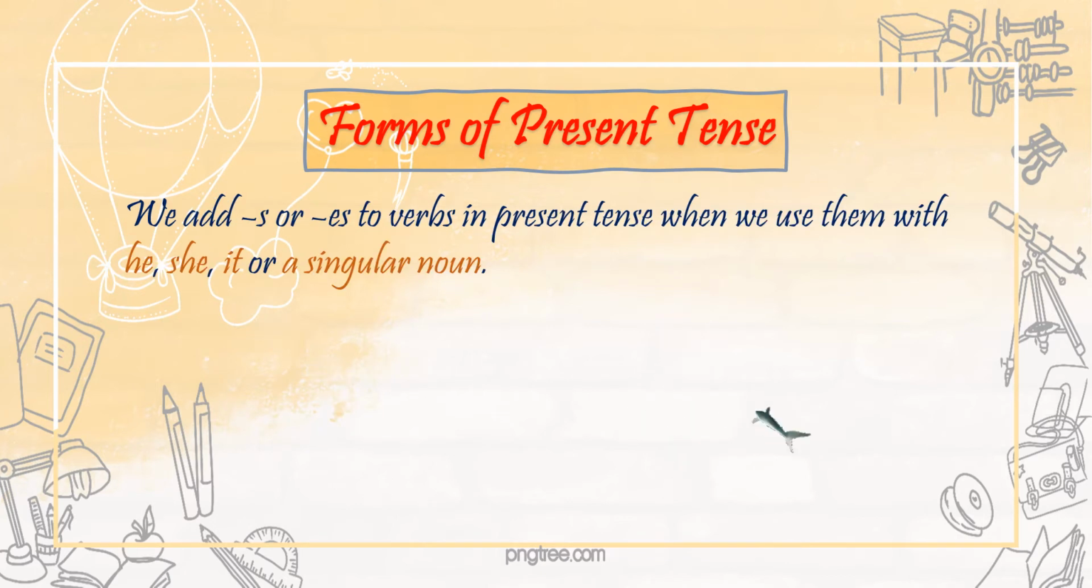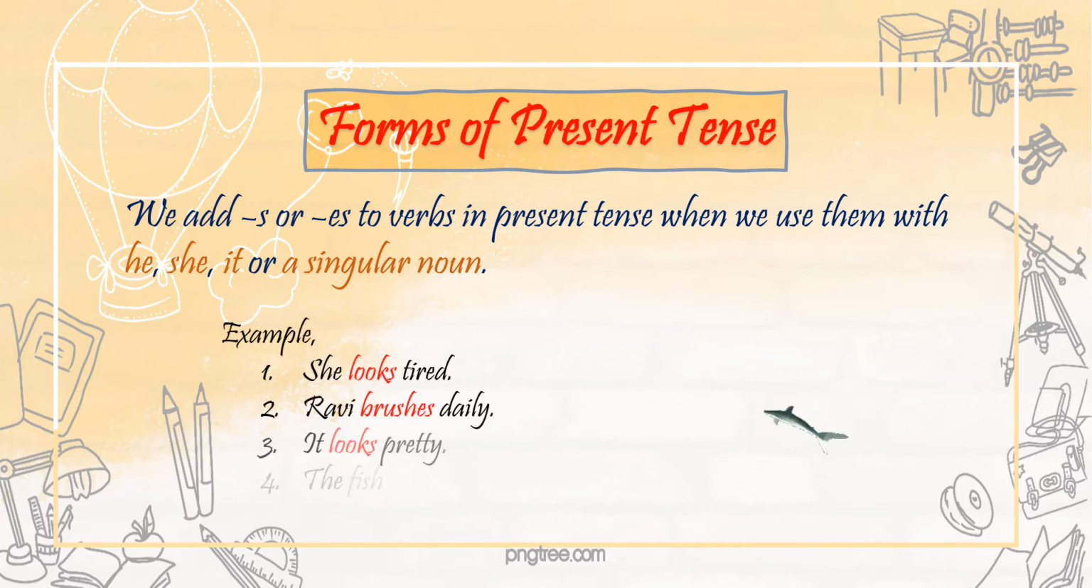And in present tense, whenever we use the verb with he, she, it or a singular noun, we add s or es to it. For example, she looks tired. Ravi brushes daily. It looks pretty. The fish swims in the sea. Here you can see that verbs looks, brushes, looks, swims, they all have s or es with them.